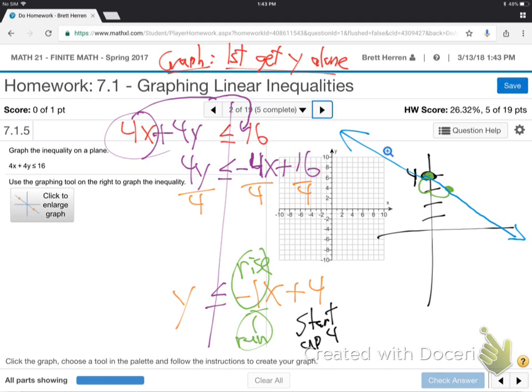By the way, even if you left it negative 4 over 4, it'd still work. See what would have happened? I would have gone down 1, 2, 3, 4 over 1, 2, 3, 4. Would have got that dot. Those two dots make the same line, don't they? You can do whatever you want, as long as you have a true slope, as long as the fraction here is equal to the fraction there, the two dots will make the same line in the end.